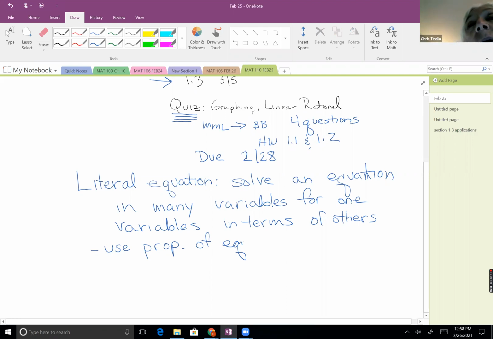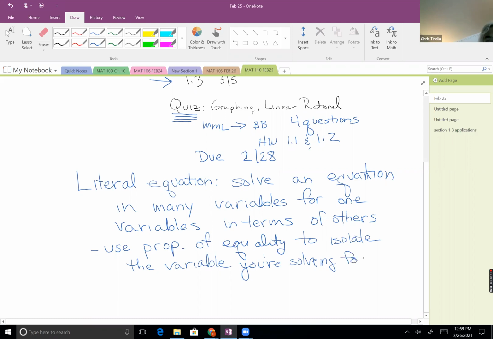And my pen stopped working. Let's try the other one. To isolate the variable you're solving for, add the same thing to both sides, or multiply both sides by the same quantity, or divide both sides by the same quantity, except a lot of times instead of adding, subtracting, multiplying, dividing by numbers, it will be variables.